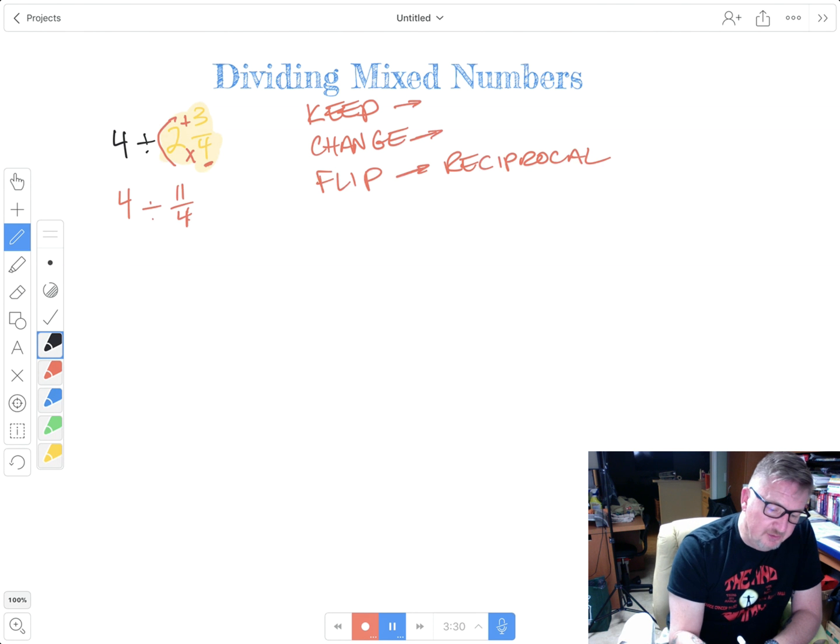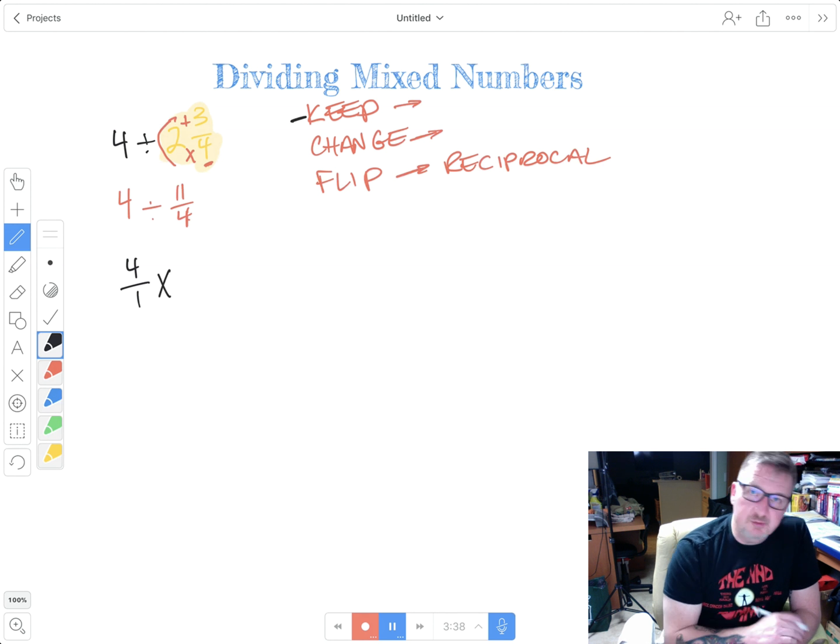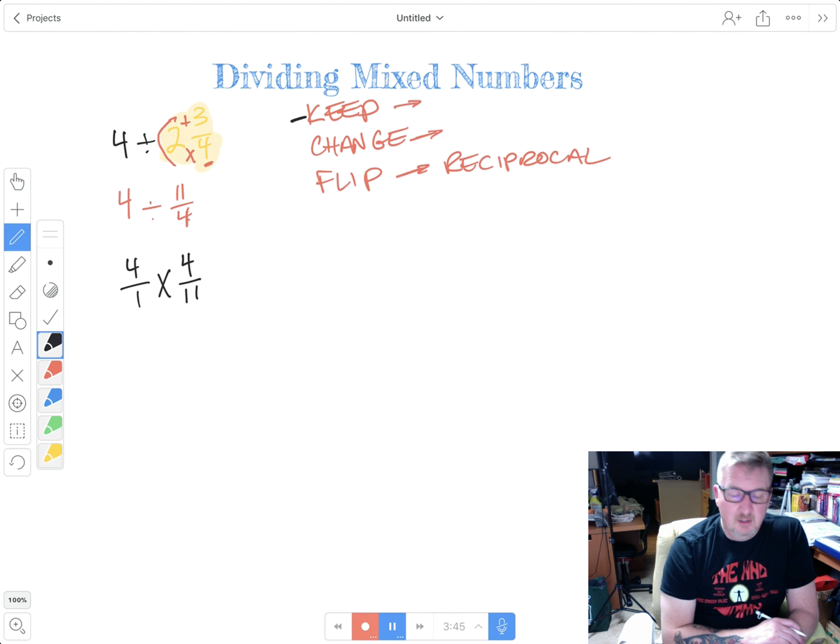So the first thing I have to do is turn this 4 into a fraction by putting it over a 1. That's my keep part. I'm keeping it. Then I'm going to change to a multiplication problem. Then I'm going to flip the second fraction. So it's going to be 4 over 11. All right. Now it's a regular multiplication problem. All I have to do is multiply.